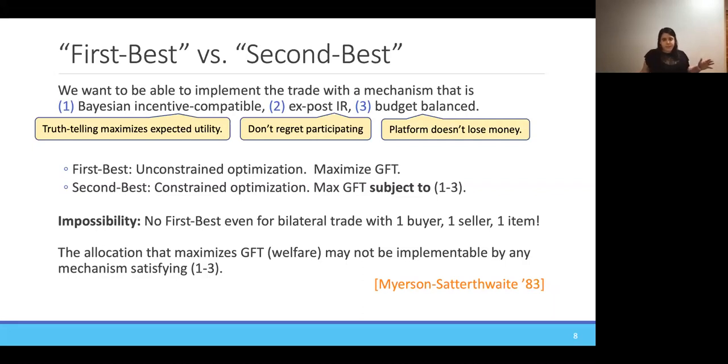There's no mechanism to do this matching. There are examples for this. Okay, so the best we can hope for is this second best. We can't attain first best, so we then look at the constrained optimization problem of enforcing these constraints.